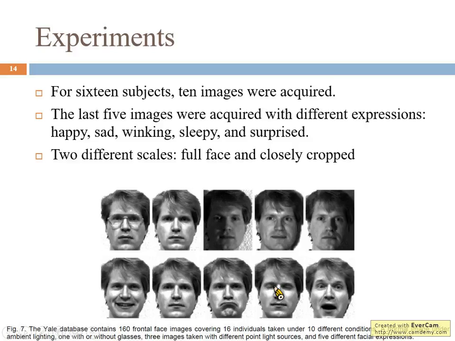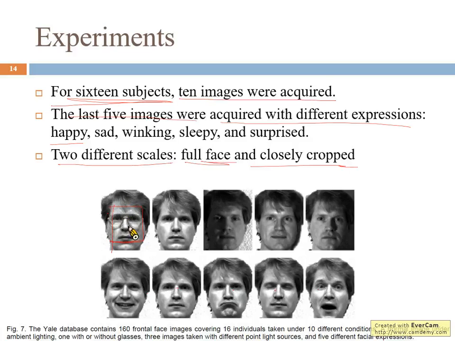They also worked on a different data set. For 16 subjects, 10 images were acquired, and the last 5 images were acquired with different expressions like happy, sad, winking, sleepy, and surprise. And there are 2 different scales, full face or closely cropped. So this is the full face, and the closely cropped face may be from the top of the eyes to the bottom of the mouth.